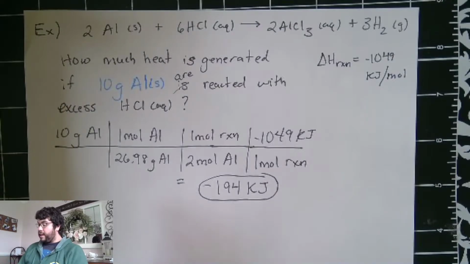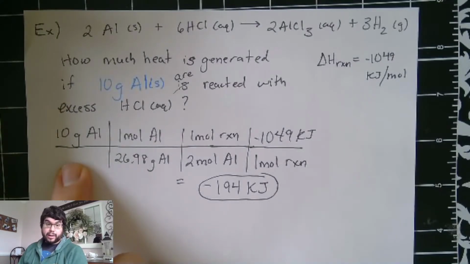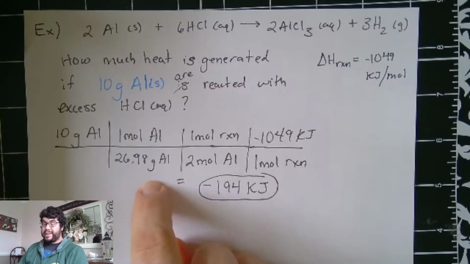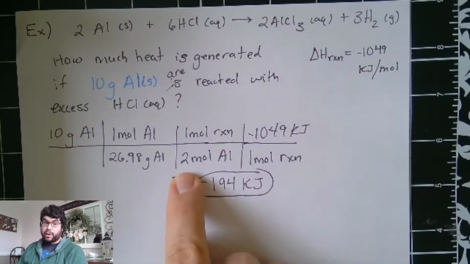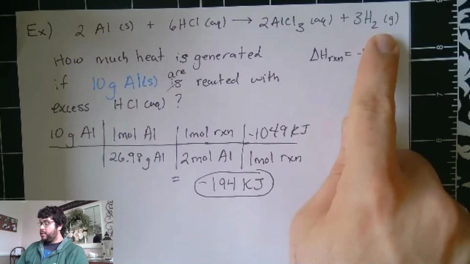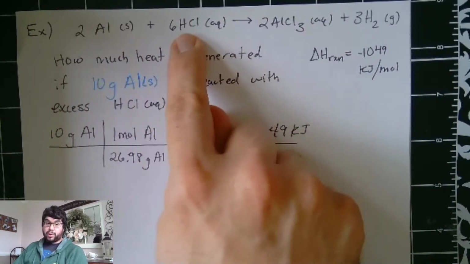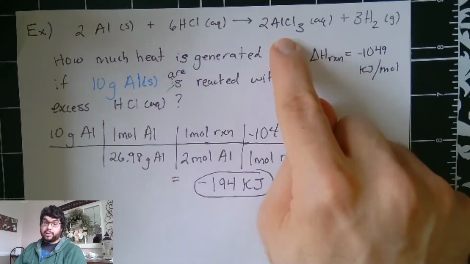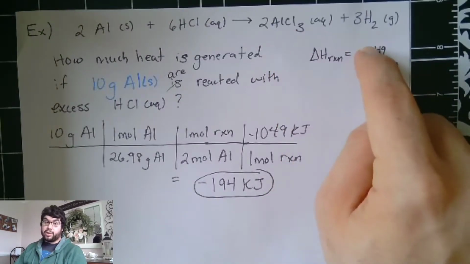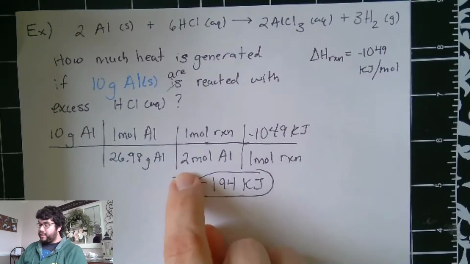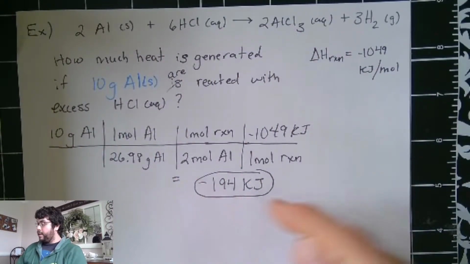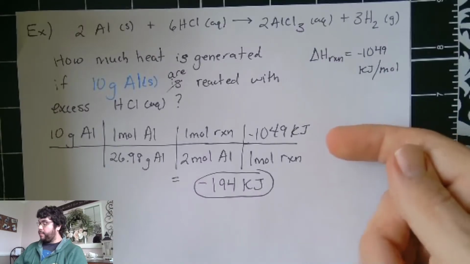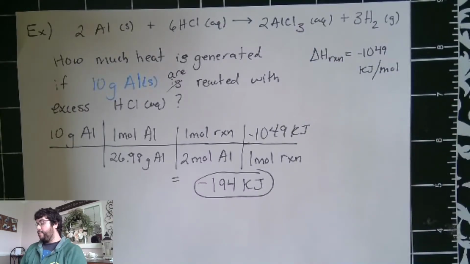So you take the amount of reactant or product that is given, convert to moles, and then do the molar ratio between the reaction and the reactant or product. That number right there always comes from the molar coefficient. So in this case, it's 2. If I was working with HCl, it'd be 6. If I was working with AlCl3, it'd be 2. If I was working with hydrogen, it'd be 3 down here. So this number comes from the molar coefficient of the reactant or product we're talking about, and then we multiply by the enthalpy of reaction at the end there.